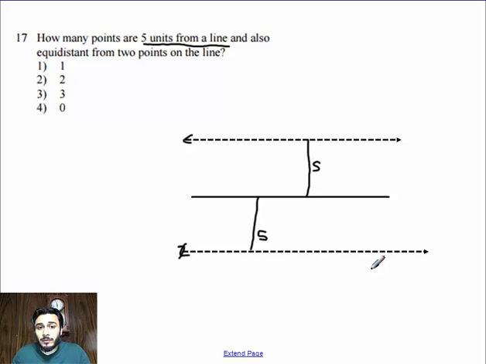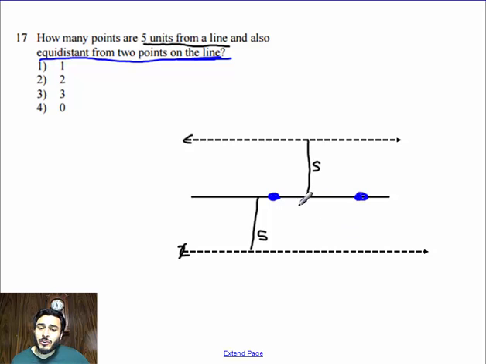But then it also says, and also equidistant from 2 points on the line. Now when it says on the line, it's talking about the original line. So I'm just going to draw 2 arbitrary points on the line. I'll draw one here and I'll draw one here. It doesn't matter where you draw them on the line, as long as you draw them on the line and there's some separation between them.